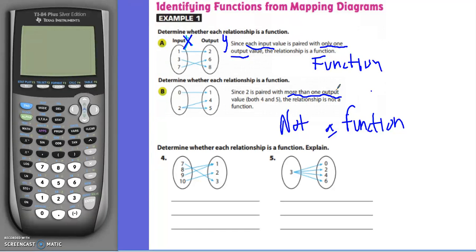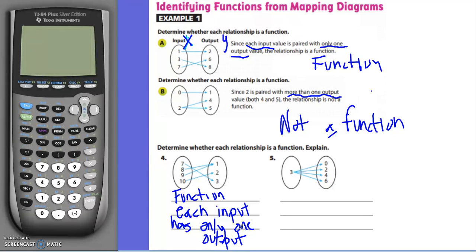All right, let's go to number 4. Determine whether each relationship is a function. So we have 7 goes with 3, 8 goes with 1, 9 goes with 1, and 10 goes with 2. This is a function. So each input has only one output.